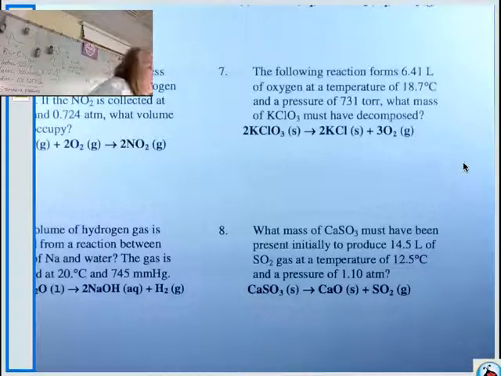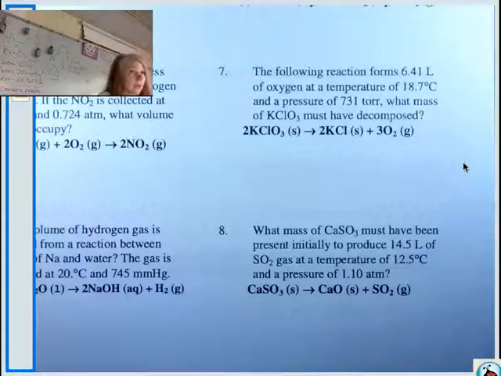Okay, so what I want you to do on number 7 and all the rest of these on the back is we're going to be combining stoichiometry with the gas laws. So let's look at the question that they're asking in number 7, and you have to think about, I'm only going to use a gas law for gases.